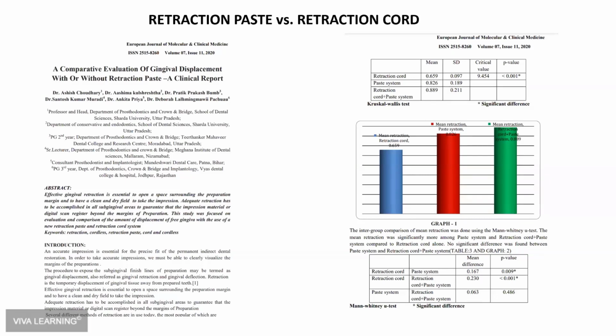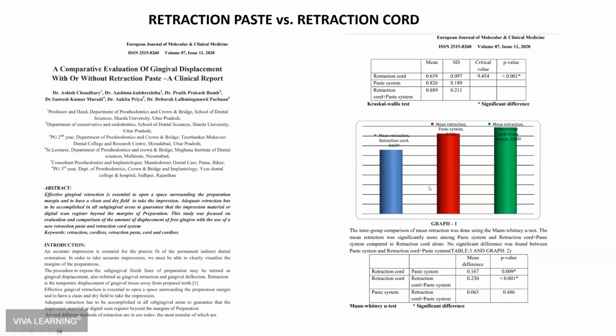If you mix them together, so for example, you are using the modified double cord technique, placing a thin retraction cord and over it placing the retraction paste, you are not gaining much. Basically you are gaining something like 0.05 millimeters. So the retraction paste alone is better than the retraction cord.